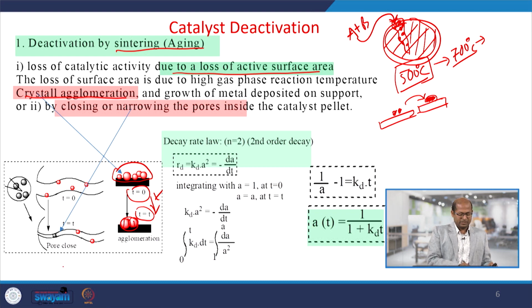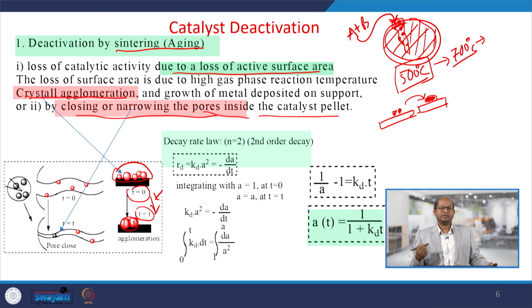Another reason is the closing or narrowing of the pores inside the catalyst. The catalyst has many pores, micropores and mesopores, that may get blocked. Initially the pore diameter was, let us say, this. After a certain period of time, due to agglomeration or narrowing, the pore size decreases, and sometimes the pore is blocked. Then reactant molecules do not reach the active sites of the catalyst, so the overall activity decreases.